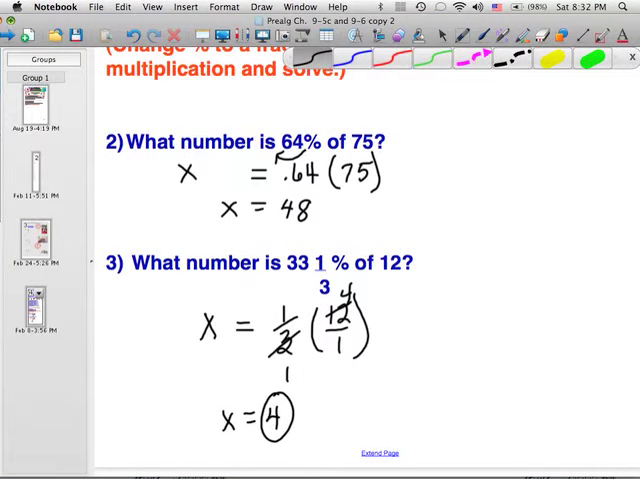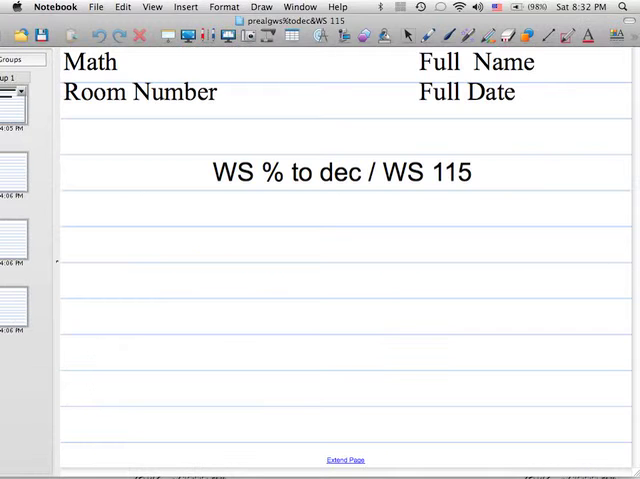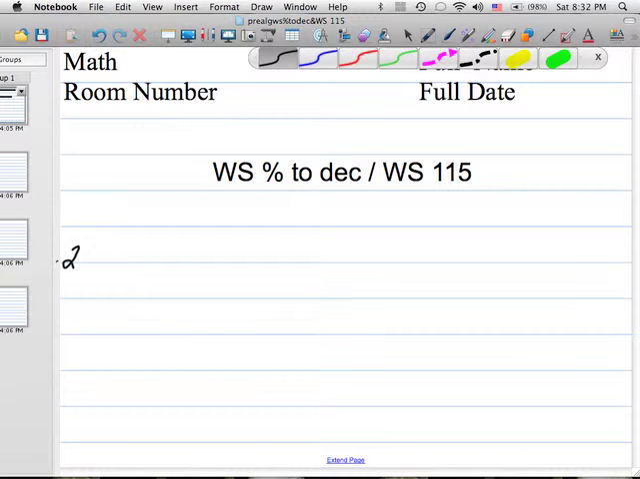We're ready to do the assignment. So you need to get your worksheets out and a sheet of notebook paper headed, skip a line, that titles worksheet percents to decimals, and worksheet 115. The first set of problems, we're going to change each percent to a decimal. So 55%, move it 2 to the left, is 0.55.